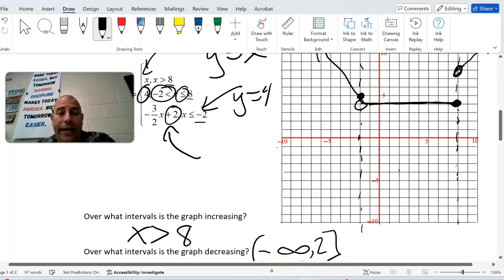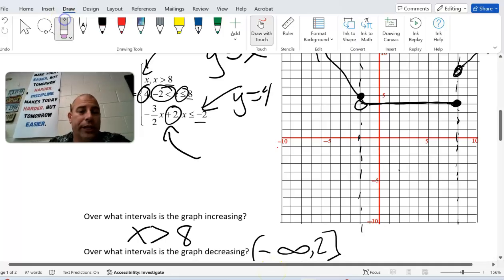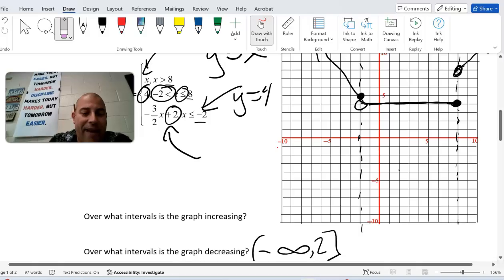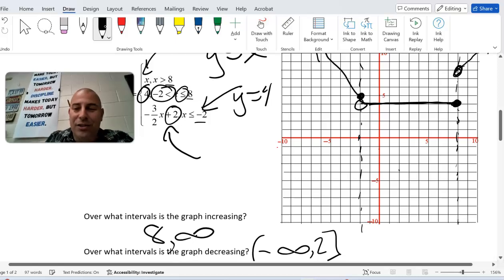Hey, listen, I don't know why I just did this x is greater than 8. Everything should be in interval notation. Okay, so we're going from an 8 all the way out to infinity. Again, we are an open circle, so we've got parentheses that are there.